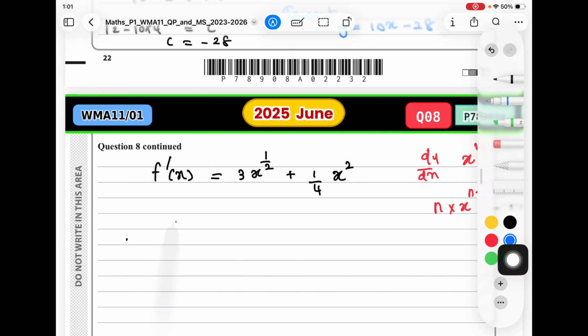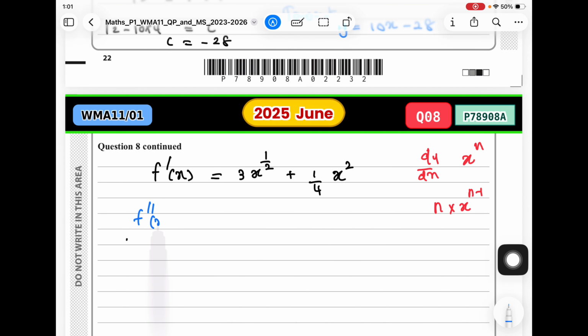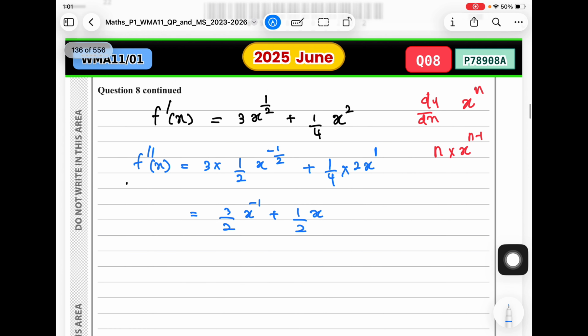f''(x) means you're differentiating again. 3 is there, half comes to the front, and this is 1 minus half, which is negative half, plus 1/4 times 2x. So you have 3/2 x to the power negative half plus 1/2 x. So this is pretty easy.